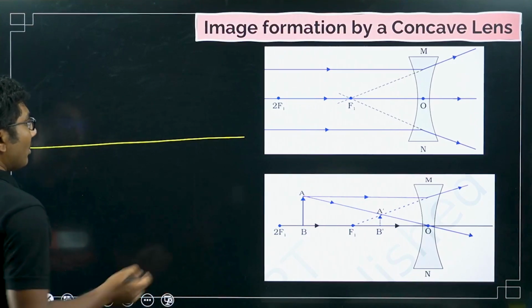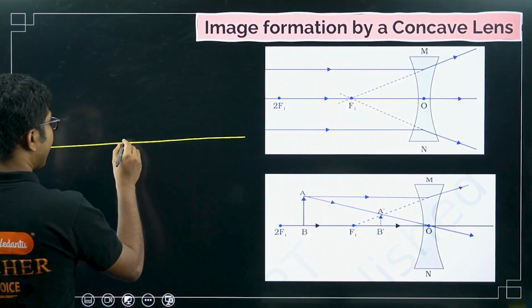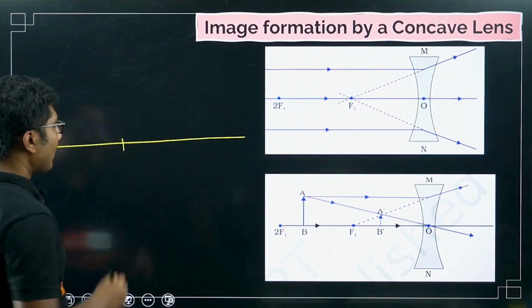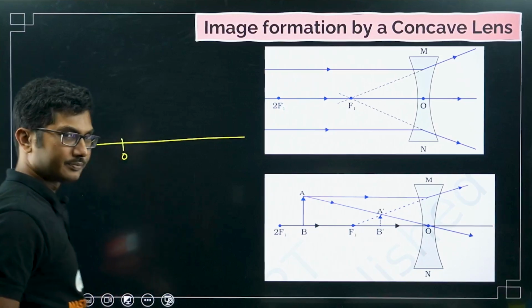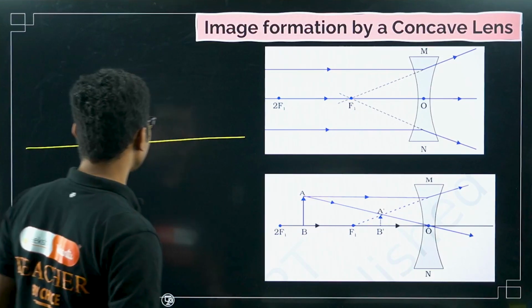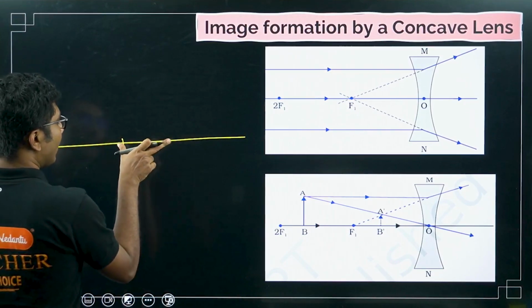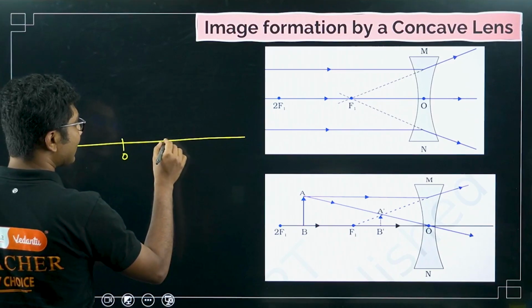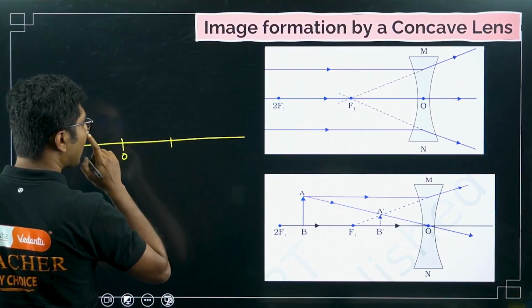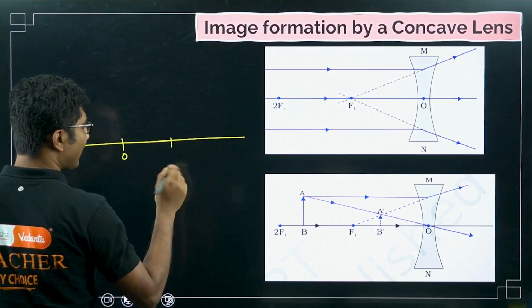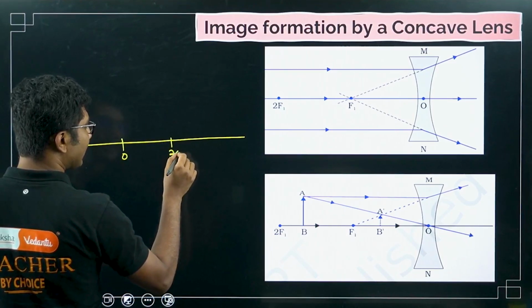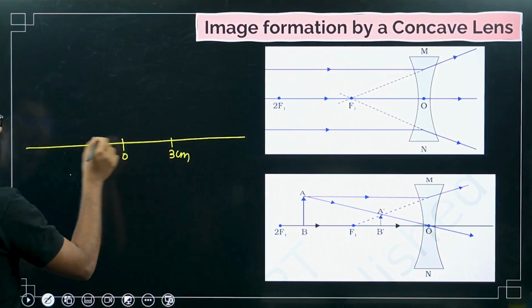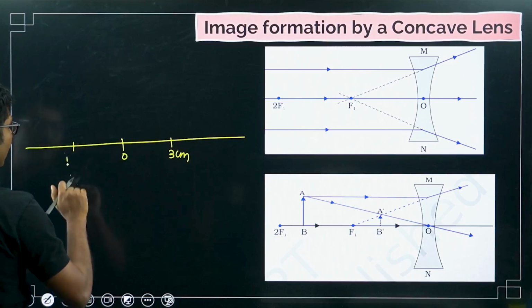Now first of all you have to take your midpoint. So this is your zero point. Very important: how to draw the lens. Now using your scale, measure a distance, say 3 centimeters. So you measure a distance of 3 centimeters. Similarly, here also you measure another length of 3 centimeters.